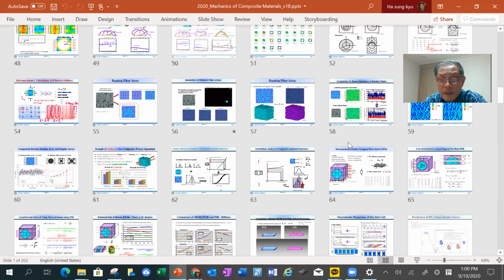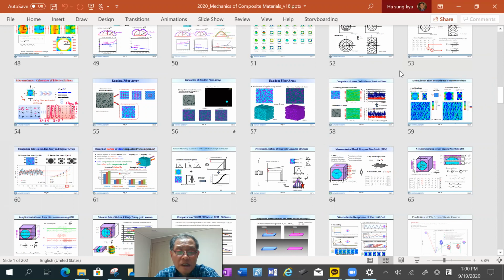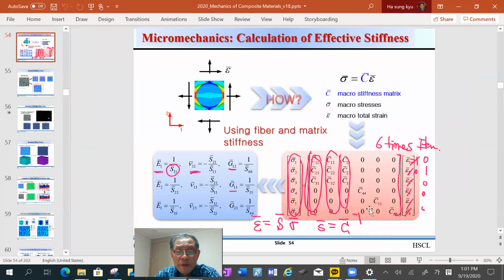So today is September 19th, 2020. This is the third class in design of composite materials, or composites design. I prefer to say composites design. This slide is the last one.